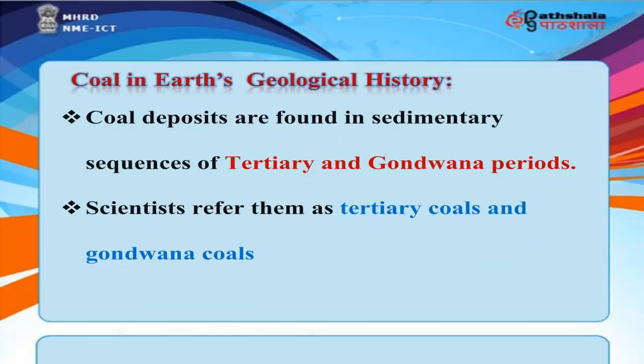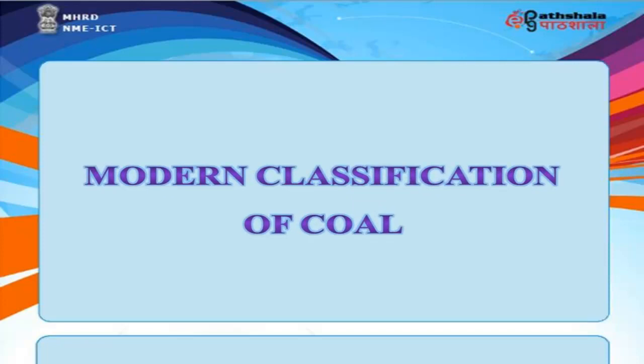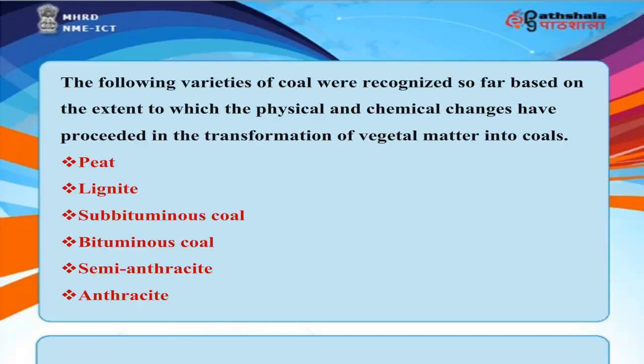Coal in Earth's geological history. Coal deposits are found in sedimentary sequences of Tertiary and Gondwana periods. Scientists refer to them as Tertiary coals and Gondwana coals. Modern classification of coal. The following varieties of coal were recognized so far, based on the extent to which the physical and chemical changes have proceeded in the transformation of vegetal matter into coals.